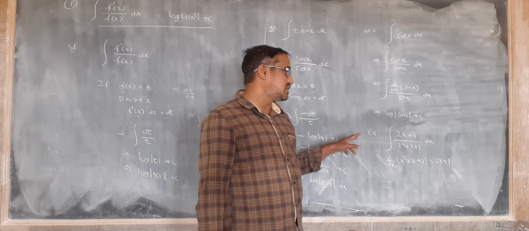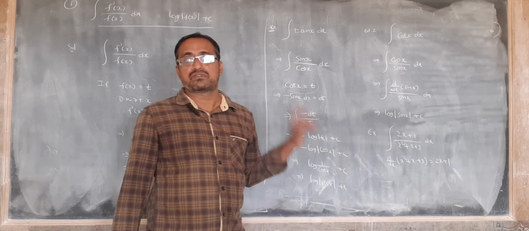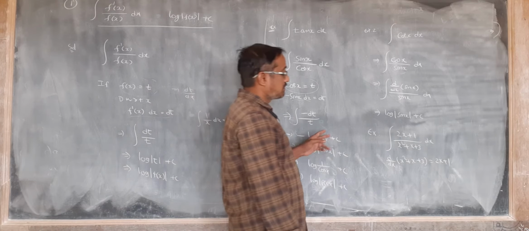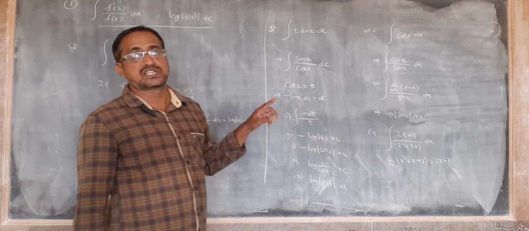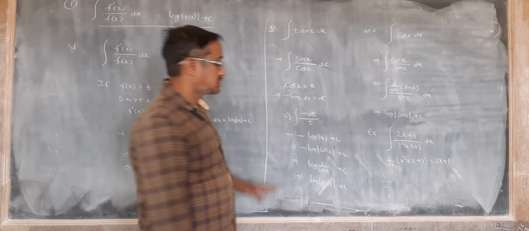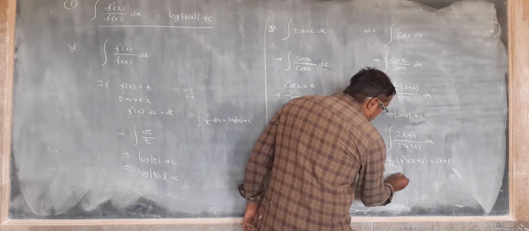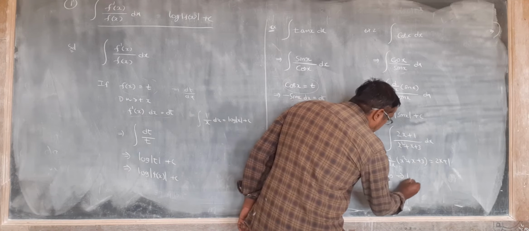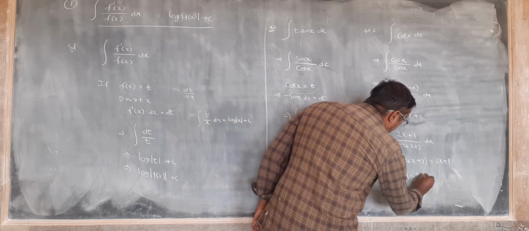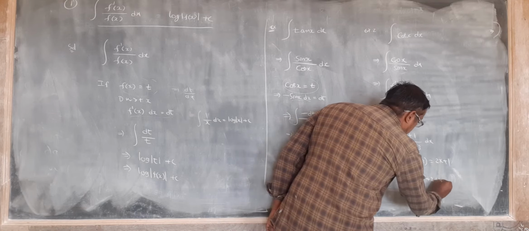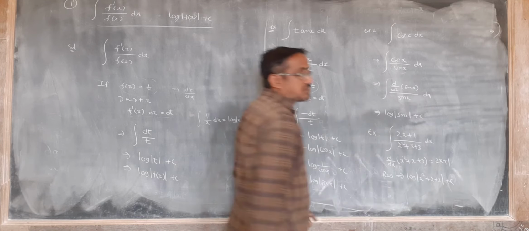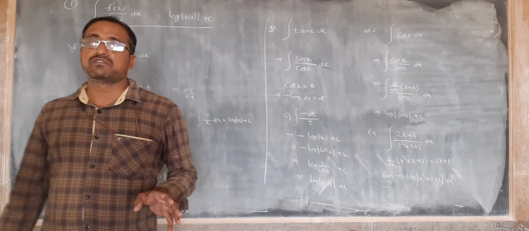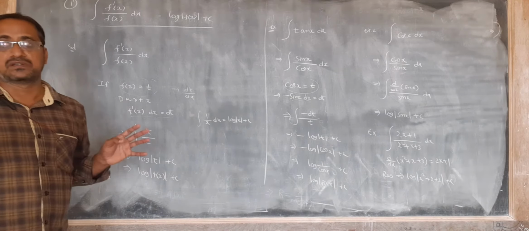So the function in the numerator is the derivative of the denominator. It will be of the form integral f dash x by f of x. Now what is the result? Log mod x square plus x plus 3 plus c. You need to observe the derivatives of the given function. Okay.